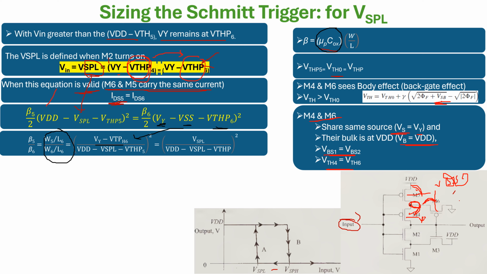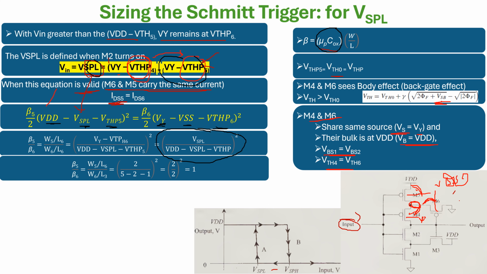And let's look at this VDD minus VSPL minus VTHP 6. Correct. So now what is VY minus VTHP 6? VY minus VTHP 6 is equal to VSPL, right? So I'll replace them here. VSPL divided by, as it is, keep it, VDD minus VSPL minus VTHP. Okay, which is beta 5 by beta 6. These are my final equations. This is an important equation.